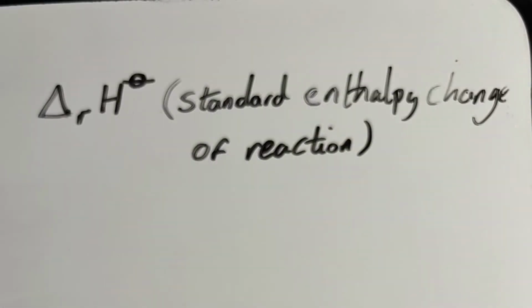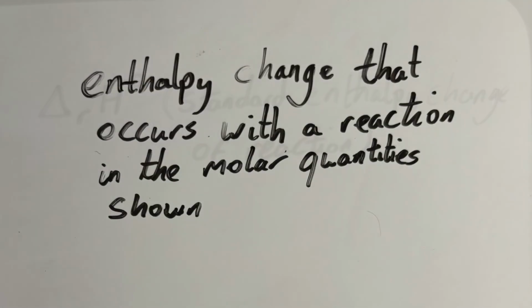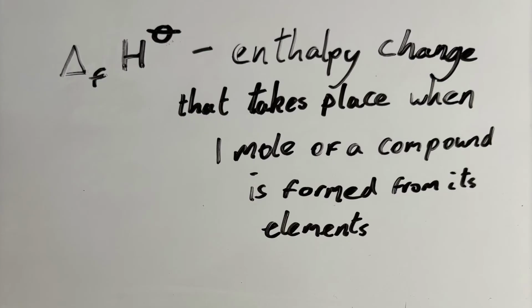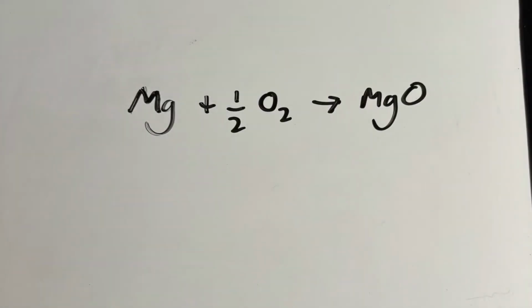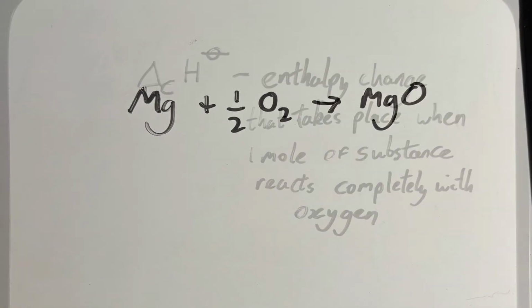The first definition you'll need to know is the standard enthalpy change of reaction. You can also write it like this: an enthalpy change that occurs with a reaction in the molar quantities shown. The next one is standard enthalpy of formation, and that's the enthalpy change that takes place when 1 mole of a compound is formed from its elements. This sometimes means that in certain equations you will have to use half elements, but that's fine.